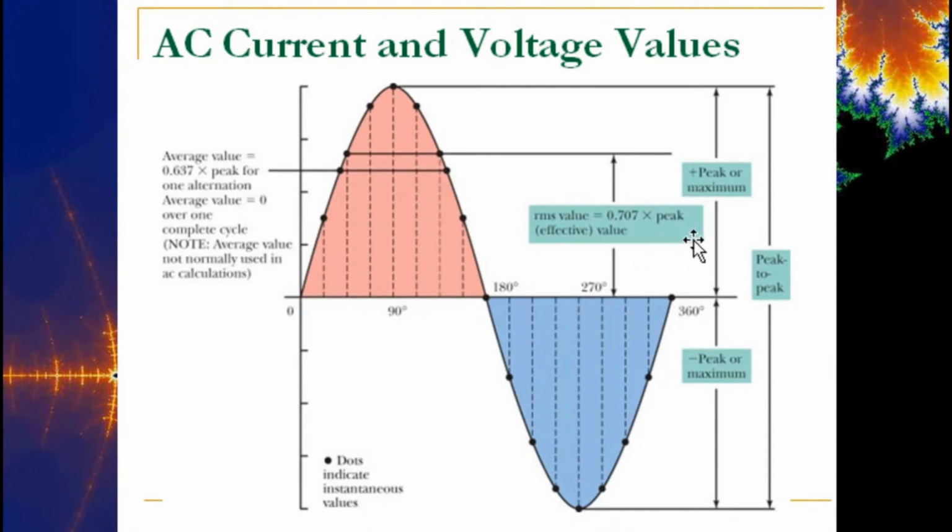0.707 times the peak. Some of you may recognize that 0.707 as 1 over the square root of 2. So the actual equation is 1 over the square root of 2 times the peak, which is what we call the effective value. And we'll talk about why it's called that, okay? So as you travel along here, 0.707 times the peak is the RMS. The maximum value is the peak, the minimum value is the minimum, and the average is 0.637 times the peak, but we're not going to concern ourselves with that, okay?